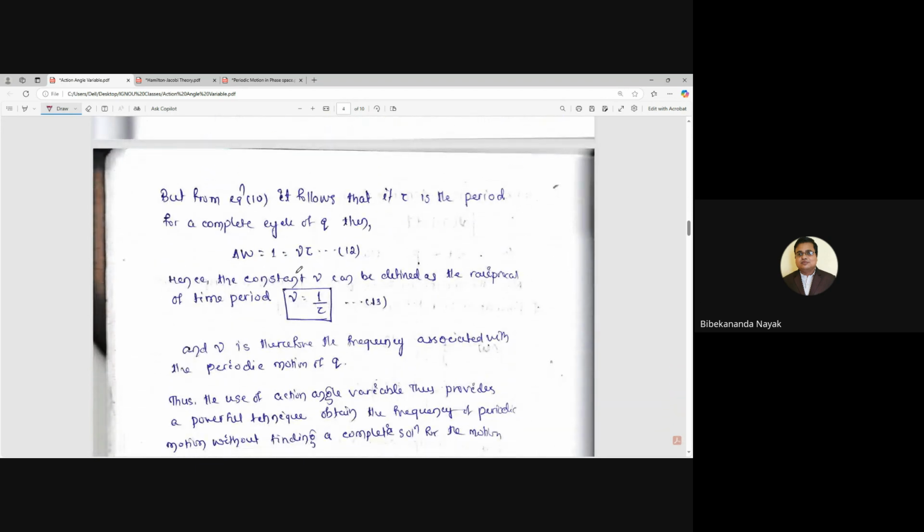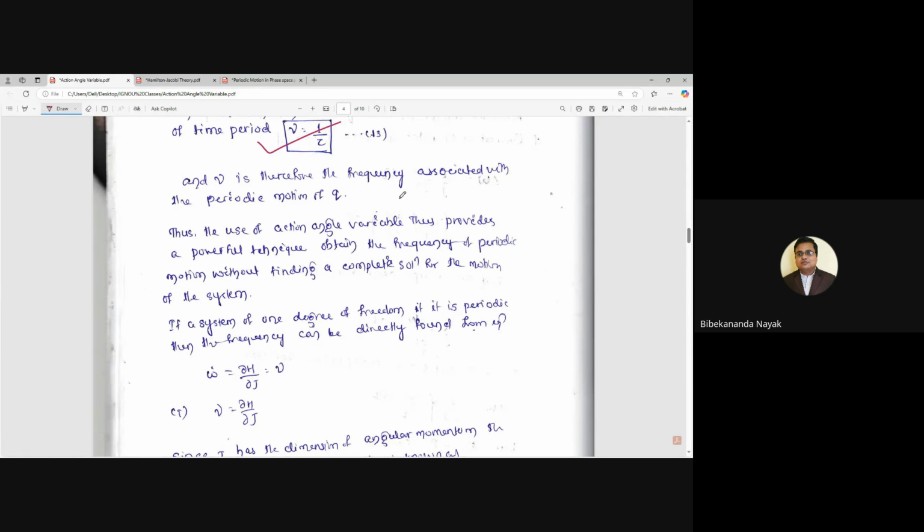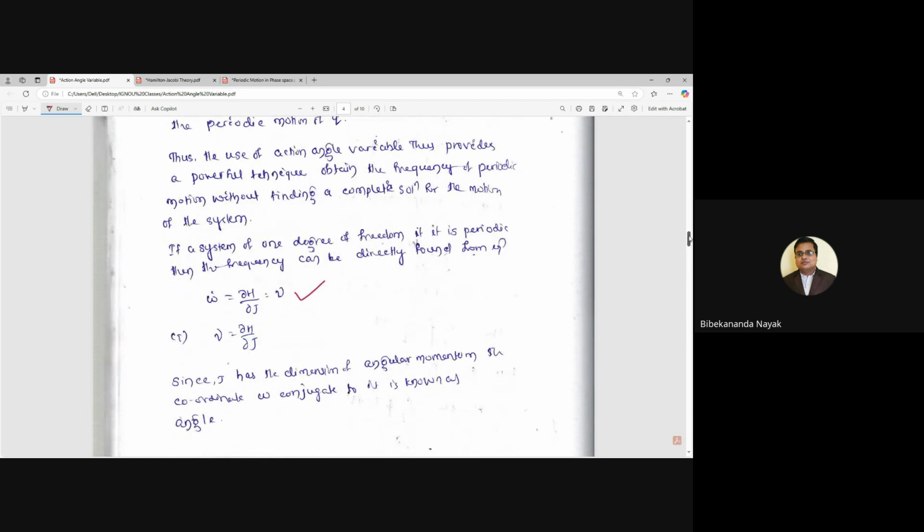From that we can calculate that omega is frequency times time period, which is equal to 1. So frequency is 1 by tau. Nu is therefore known as the frequency of the periodic motion in Q. If a system with one degree of freedom is periodic, then the frequency can be calculated. Omega dot is equal to del H by del J, which is equal to nu. So nu is equal to del H by del J. This is the formula for frequency.